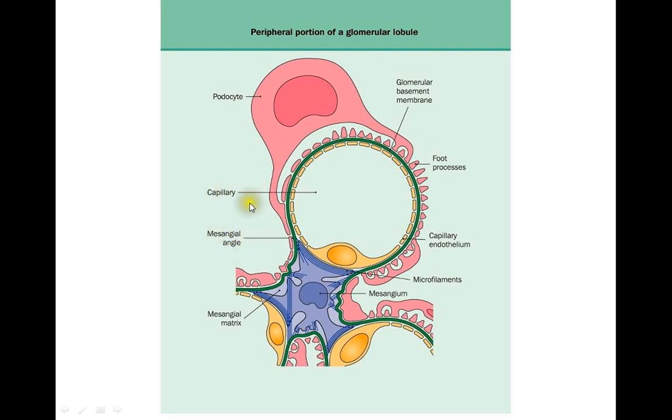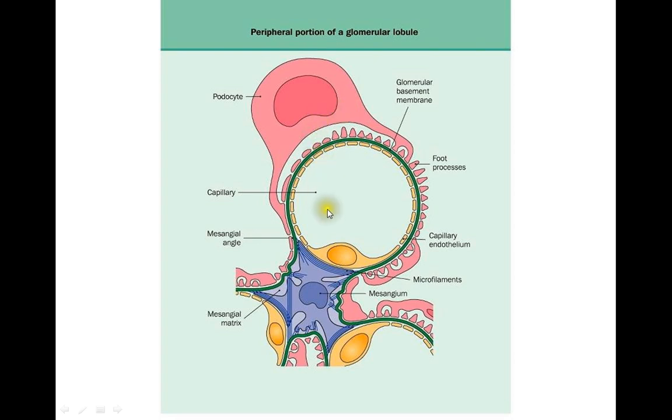And here we have urinary space. Blood filters through these 3 layers, and the filtered fluid enters into the urinary space. These 3 layers are from inside to outside: endothelium, glomerular basement membrane, and foot processes of podocyte.